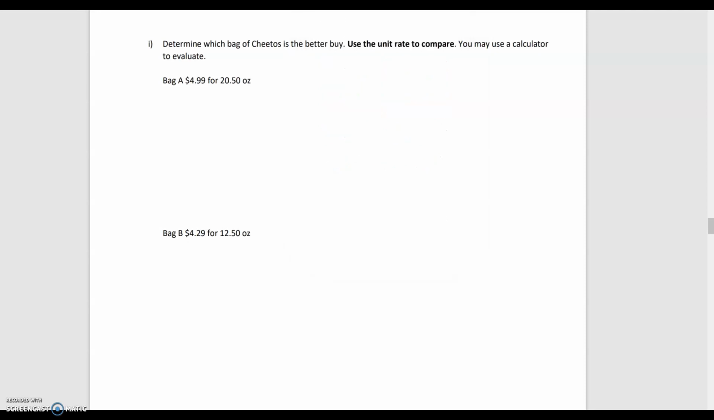Hi class, let's take a look at problem I. In this particular problem, they want us to basically compare the two prices and then determine which one is the better buy. We're assuming that we're looking at it from the perspective of the consumer. So we're looking for the cheaper ratio. Now, let's actually evaluate the unit ratio.